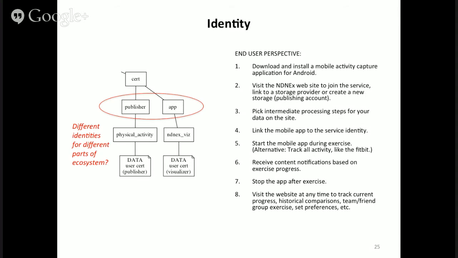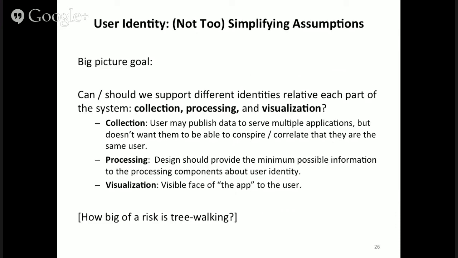And then certainly there's an opportunity to generate derived keys that are of lower value than high value user level application keys. I don't show that here, but I think that's of course something we've talked about many times and might eventually be part of the design, but doesn't seem to be particularly critical yet. So what's the big picture goal again? Can we or should we support different identities relative to each part of the system? And by different identities, I mean that the user's identity is not necessarily the same at the collection and publishing point as at the visualization point.